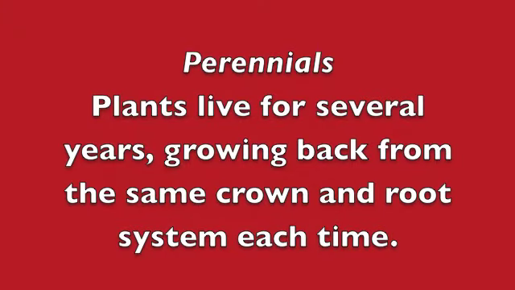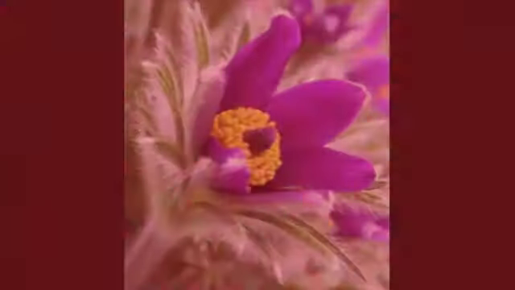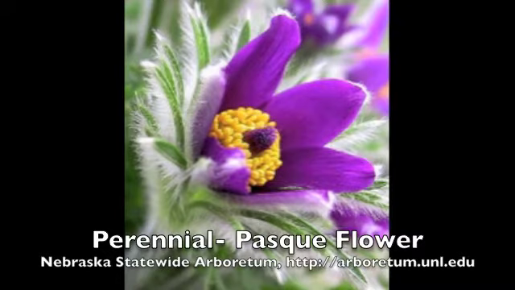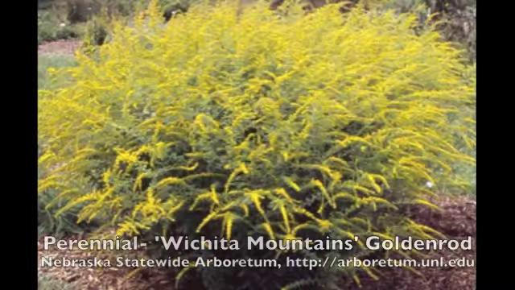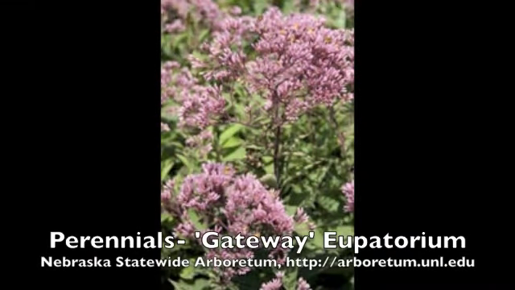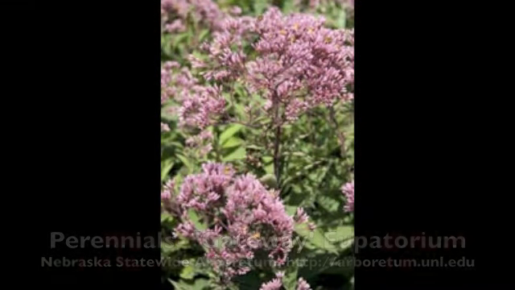Perennials are plants that live for several years, growing back from the same crown and root system each time. Examples of common perennial plants include hosta, coneflowers, peonies, rhubarb, and asparagus. Make sure you understand the difference between these 2 terms when choosing plants for your gardens.